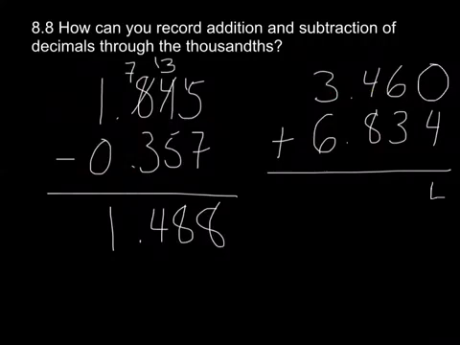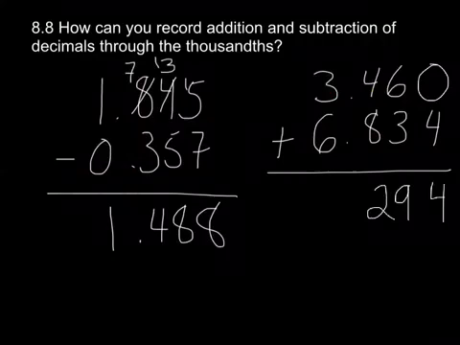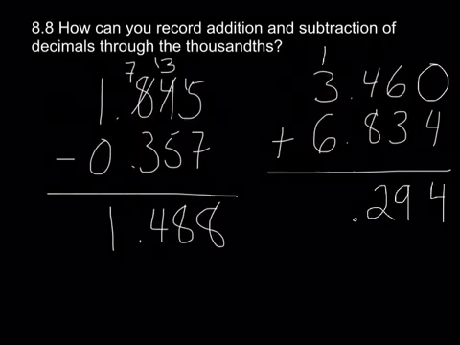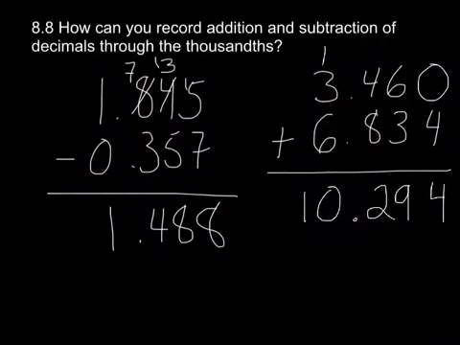0 plus 4 is 4. 6 plus 3 is 9. 4 plus 8 is 12. I carry the 1. Bring down my decimal. 6 plus 3 plus 1 is 10. So my answer is 10 and 294 thousandths. I know, that's a lot.